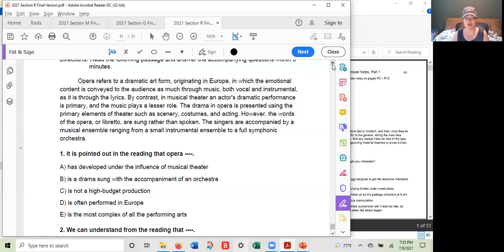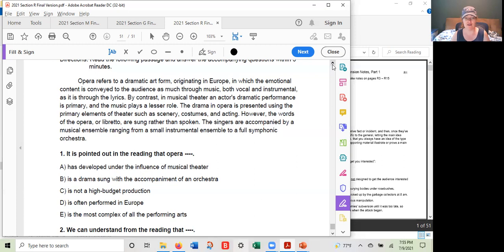That it's often performed in Europe. Okay, well, I searched for the word Europe and I immediately find it in the first sentence. A big capital E just jumps out at you. It says that it originates in Europe. Well, that doesn't mean that it's often performed in Europe, just that it started there. So this could be one of those tricky ones where they're trying to have you thinking about Europe and influencing your answer. But D is not true. They don't have that in there.